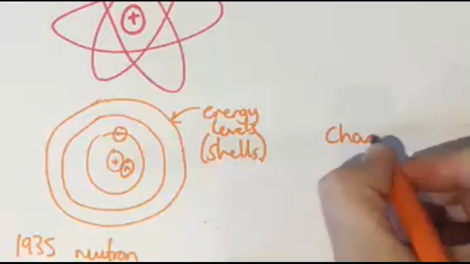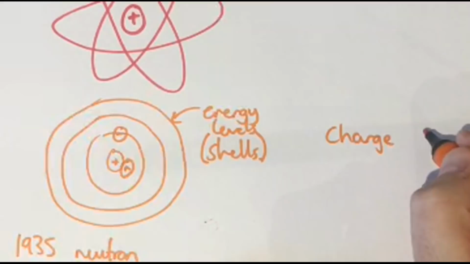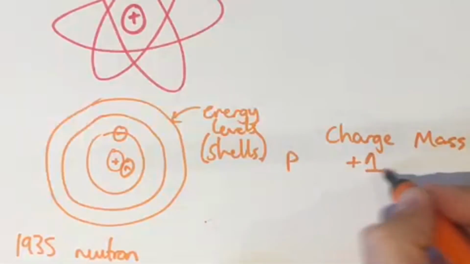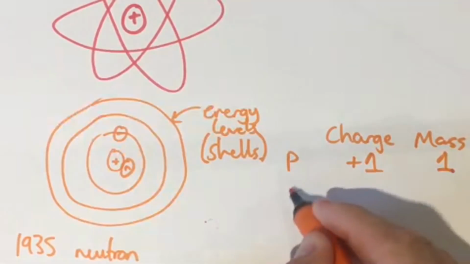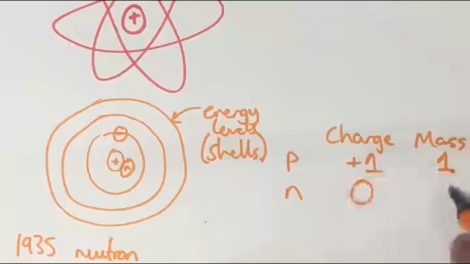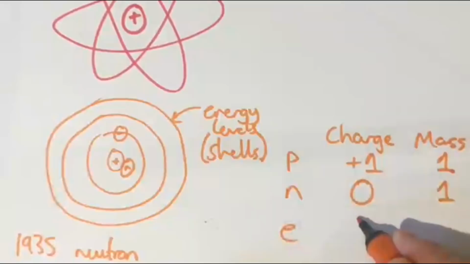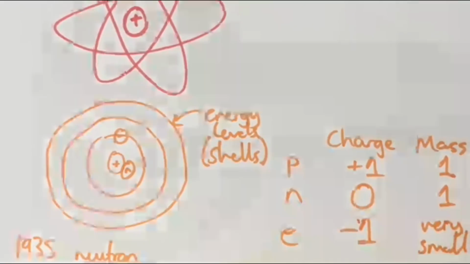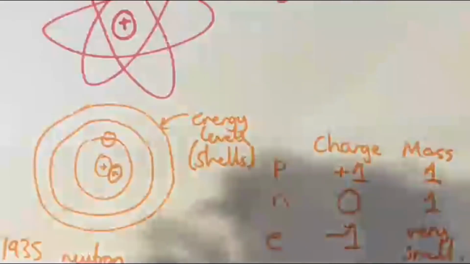We've got electrons, protons in the middle, and neutrons, and they're in the nucleus. Okay, and we can talk about the charge. We can talk about the mass. So protons have +1 charge, and they have a mass of 1. Neutrons have no charge and a mass of 1. And electrons have a -1 charge and a mass of very small. Okay, that is the models of the atom.